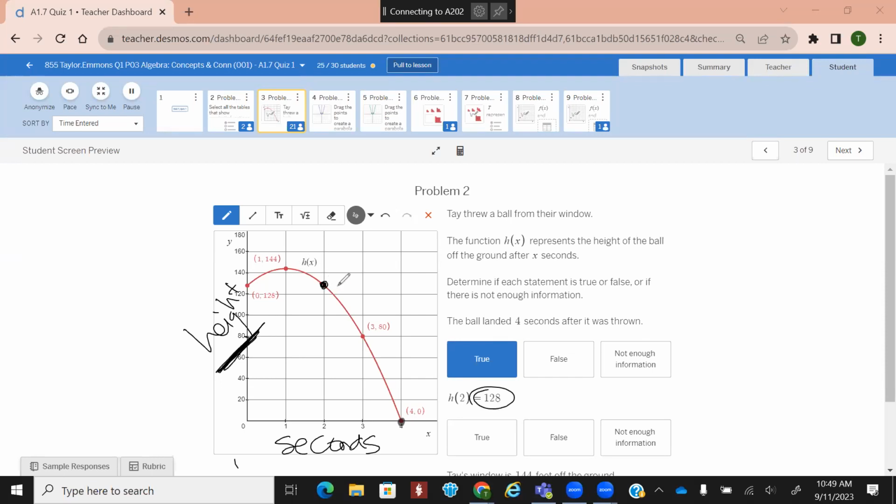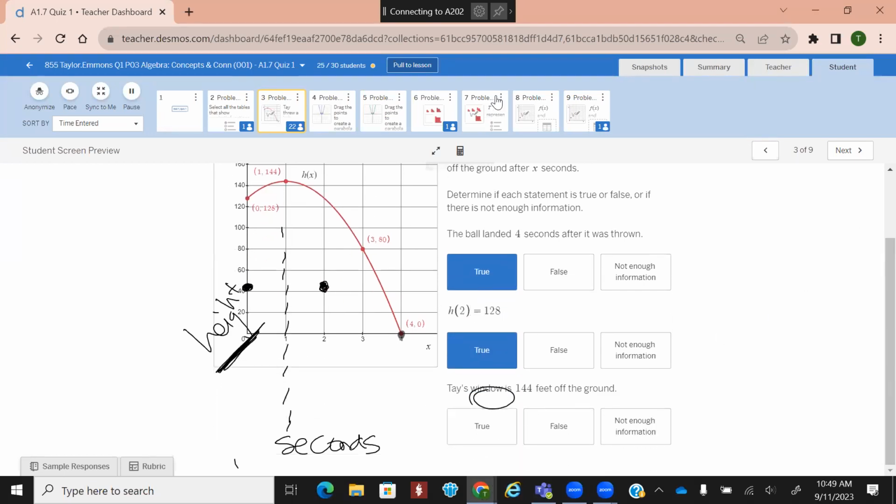Why do you know that? Because this one is also 0, 128, so the height's 128. This line right here is called the axis of symmetry, which means that the parabola is folded in half. So whatever happens on this side of the parabola also happens on this side of the parabola. So that one is also true. On the last one, it says Tay's window is 144 feet off the ground. Is that a true statement? No. What was the height of the window?